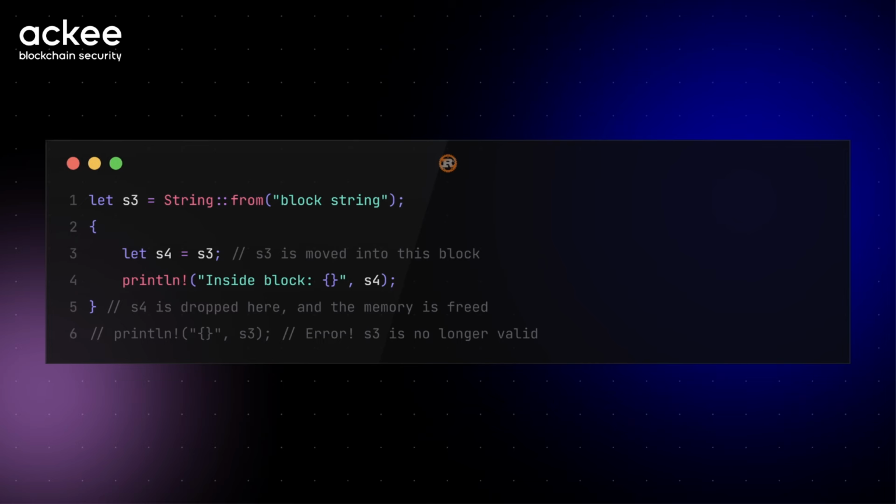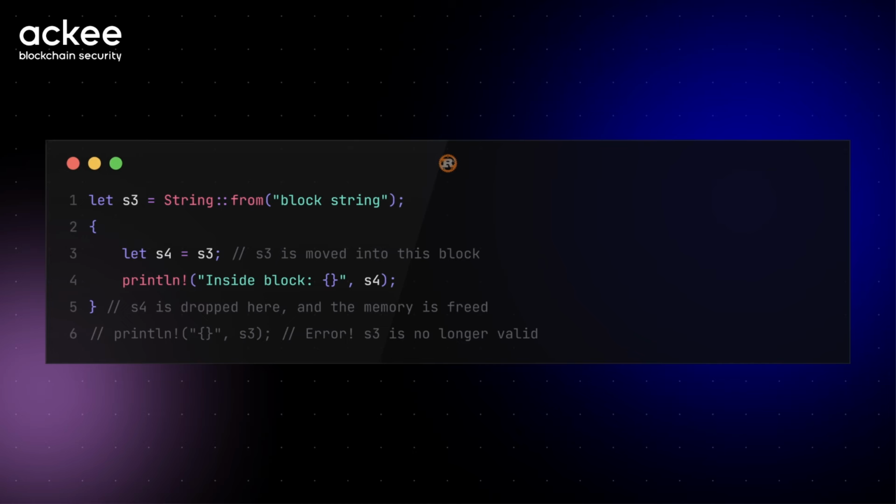Let's have a look at this code snippet. On the first line, we specify variable s3, which is a string, and it contains the block string. Then we have created a block, and within this block, we specify a new variable, which is S4, and the S3 value is moved to this new variable S4. Then we print the content of S4.